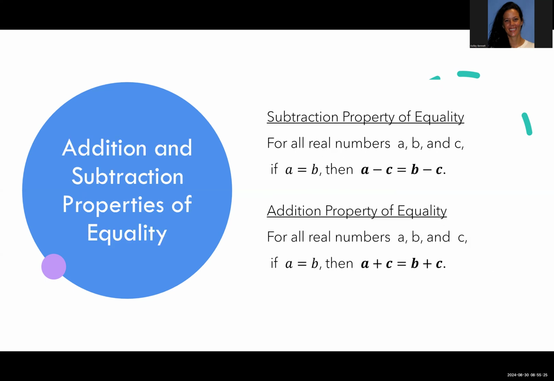All right, the addition and subtraction properties of equality. So these look fancy, but really what they're saying is if you have an equation where 2 sides are equal, then you can subtract the same thing from each side and you haven't changed the equality, right? The equality is still true. And you can do that with addition. So you can add the same thing to both sides of an equation and it'll still be equal.